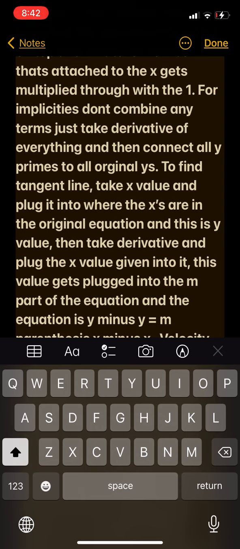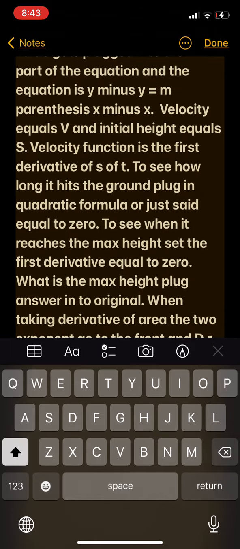To find a tangent line, take the x value and plug it into where the x's are in the original equation, and this is the y value. Then take the derivative and plug the given x value into it. This value gets plugged into the m part of the equation, and the equation is y minus y1 equals m times (x minus x1).